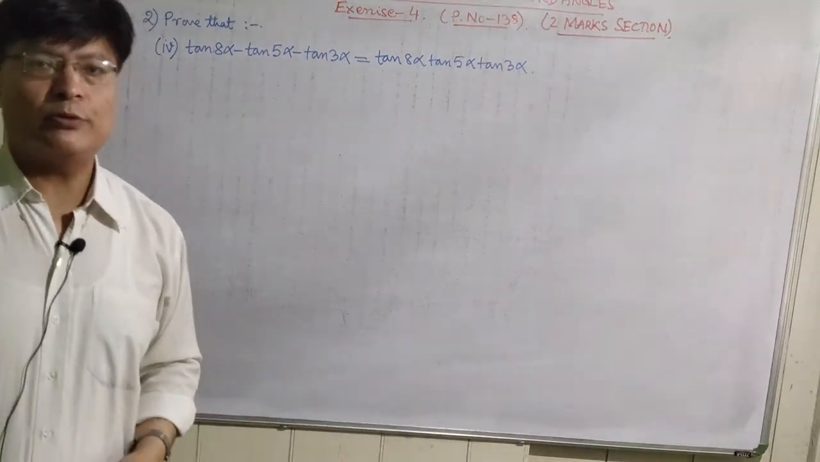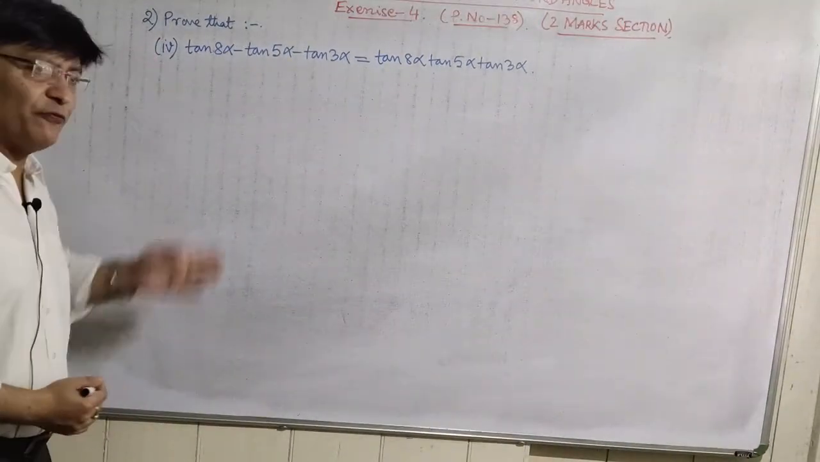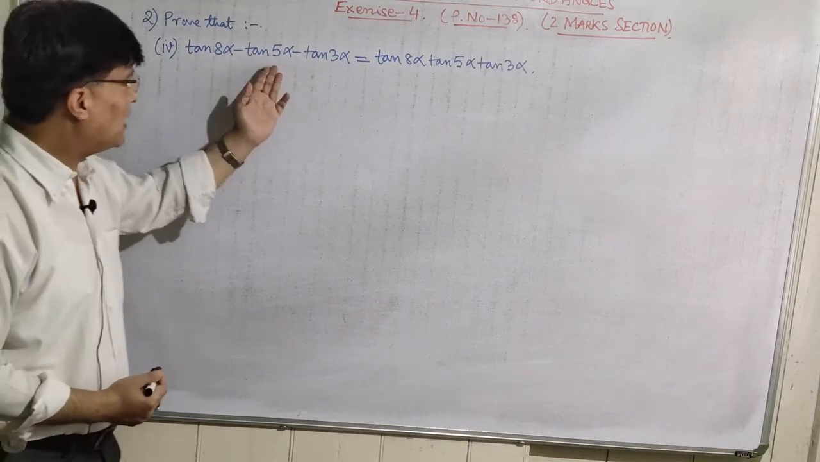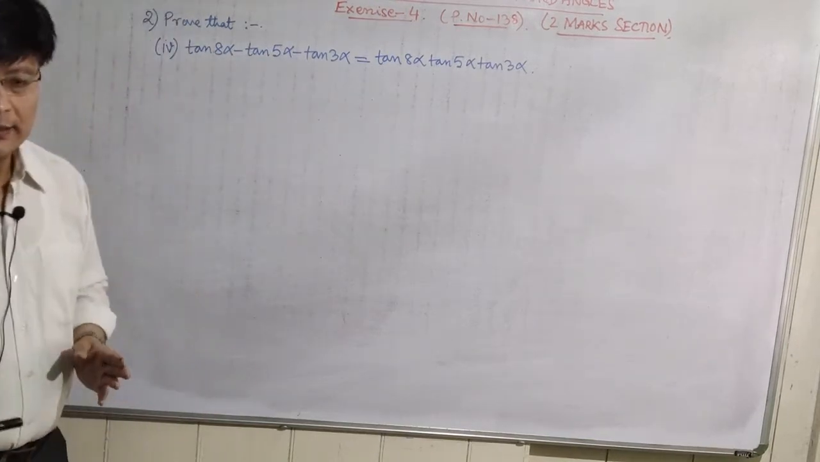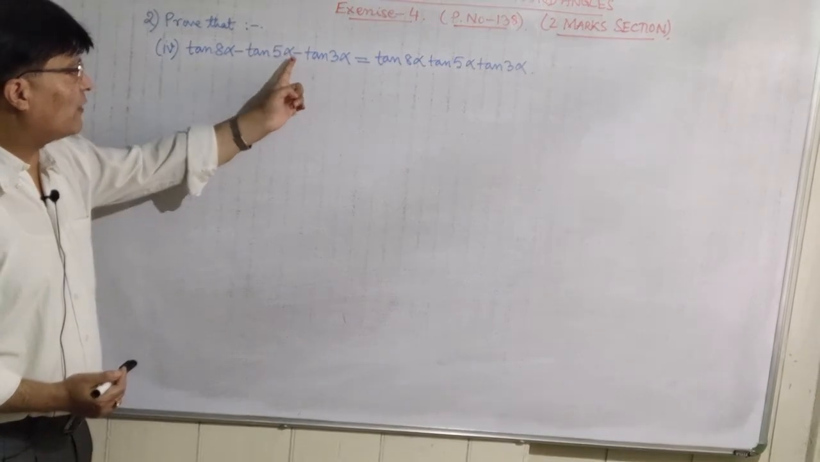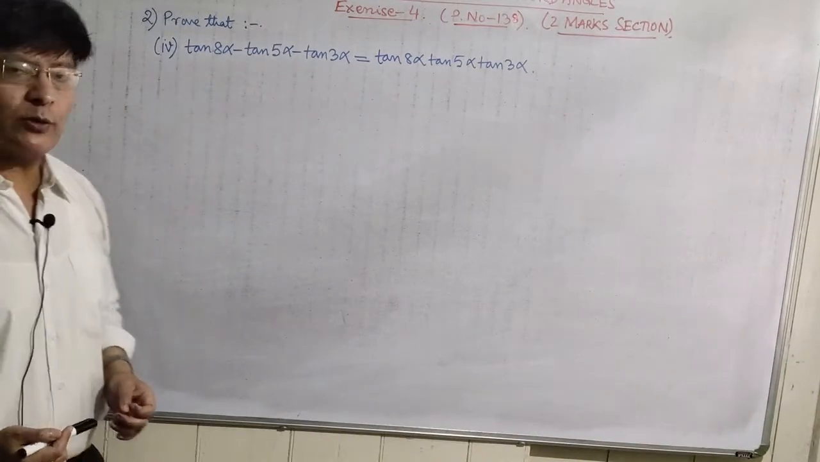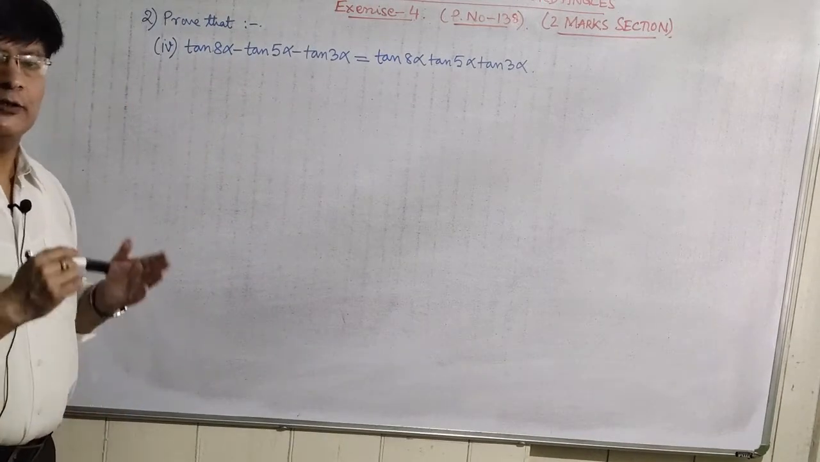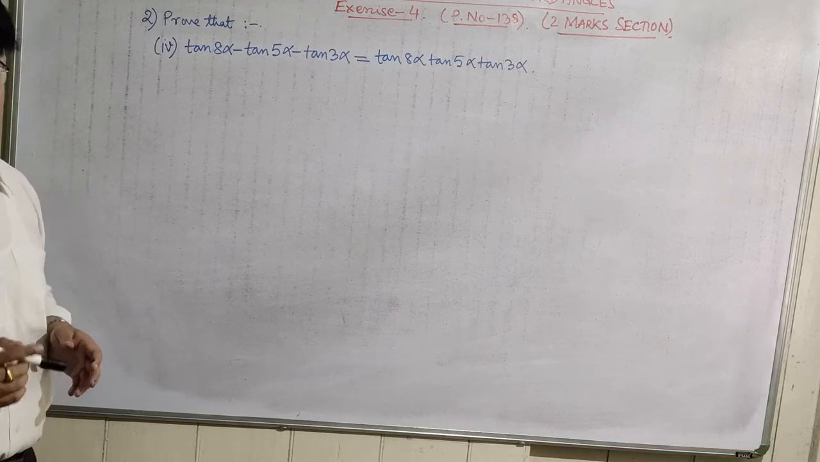So now we'll do the next question, that is question number 4. In number 4, you have to prove that this LHS is equal to RHS. That is, you have to prove tan 8 alpha minus tan 5 alpha minus tan 3 alpha is equal to tan 8 alpha tan 5 alpha tan 3 alpha. So you prove LHS is equal to RHS.